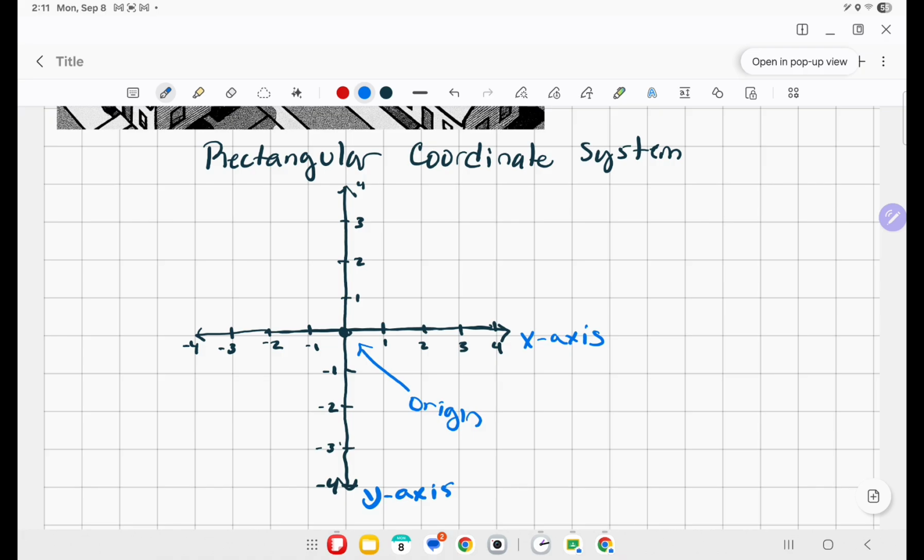Now, let's put a point. Let's put it beside the 3, but above the 2. Let's put a point right there. Beside the 3, but above the 2. Let's put a point there. All right.